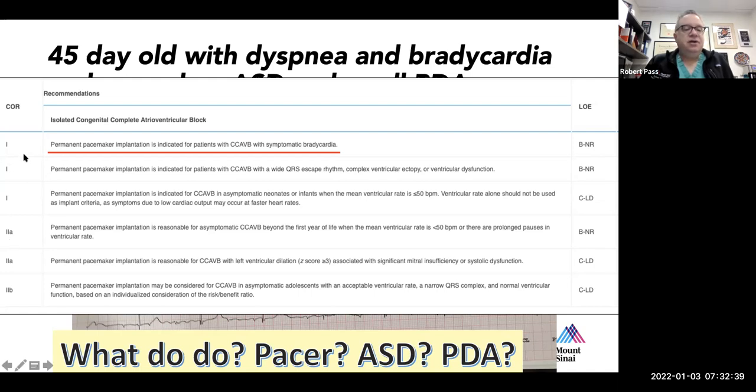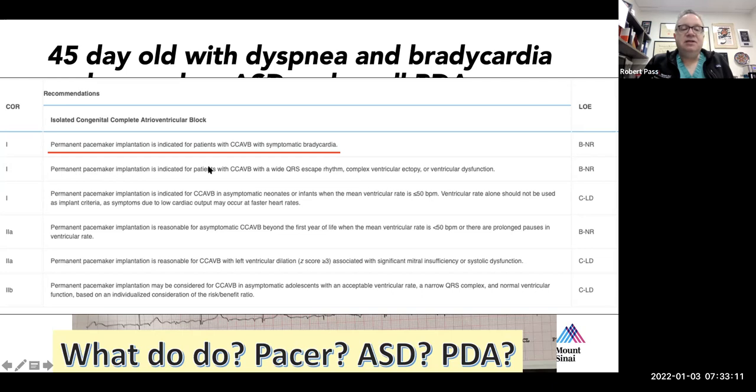So the first three are the class 1 indications. A class 1 indication is one that the AHA thinks is, do not pass go, do not collect $200. You must do this. So pacemaker implantation is indicated for patients with congenital complete block with symptomatic bradycardia. So in this case, the dyspnea, I think, would be a sign of symptoms that we would probably say meets class 1 indication for a placement of a pacemaker.